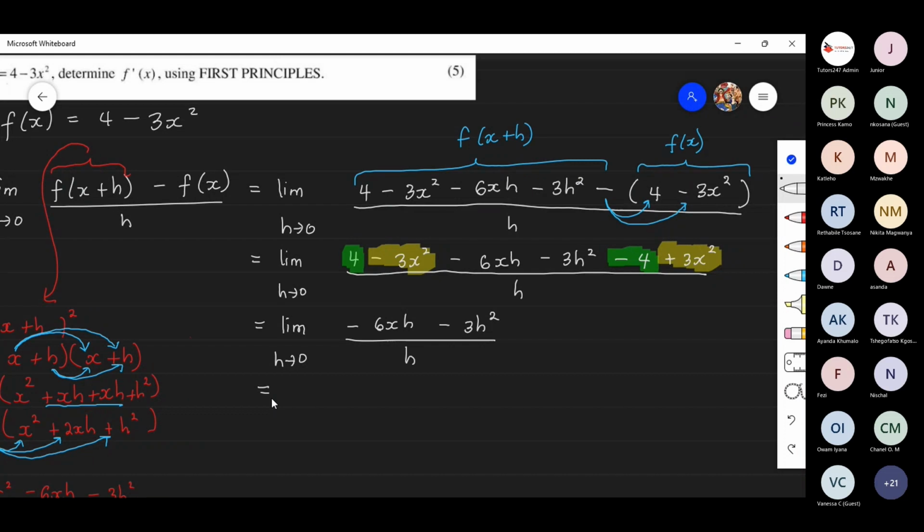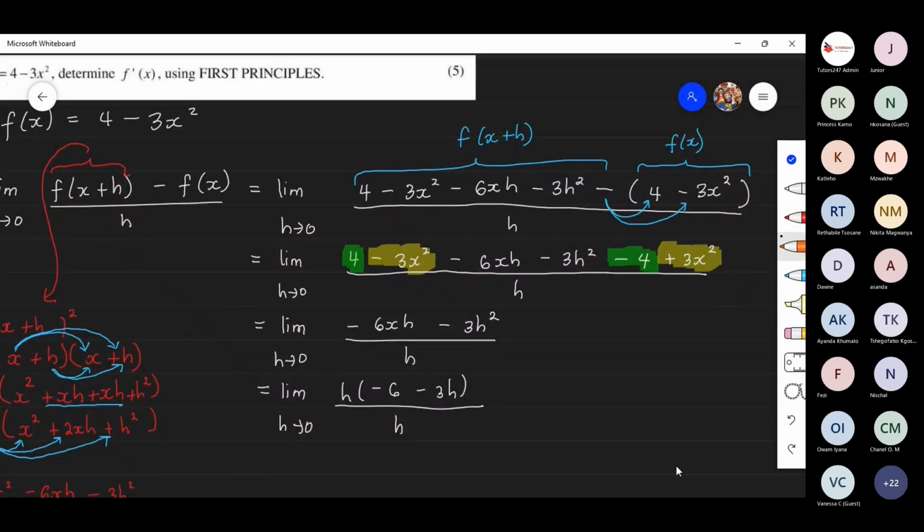So, because we are not substituting as yet, we are going to bring down our limit as h approaches 0. From that point, if we look at our numerator, we can see that we have a common factor, which is h. So I'm going to factor out h. If you factor out h from negative 6xh, that is going to give you negative 6. If you factor out h from negative 3h squared, that is going to give you negative 3h. And that is all over h.